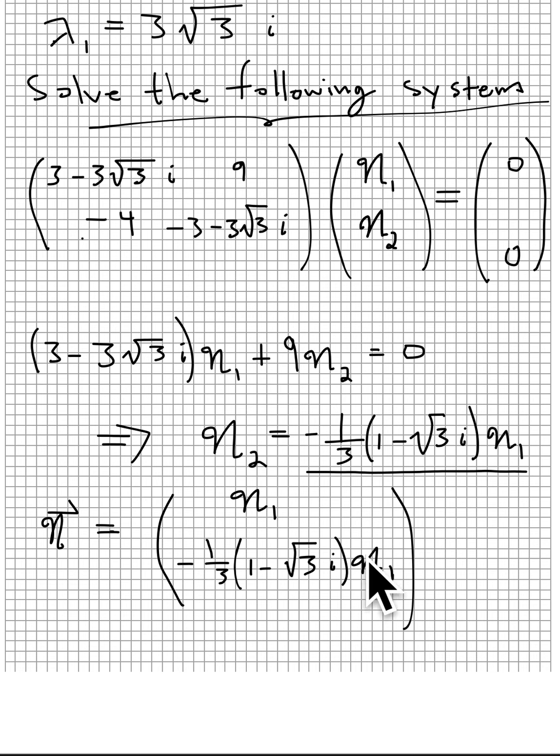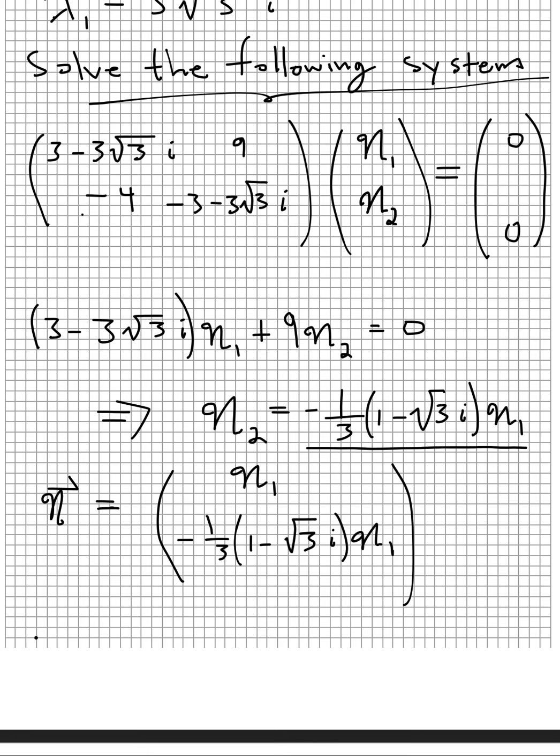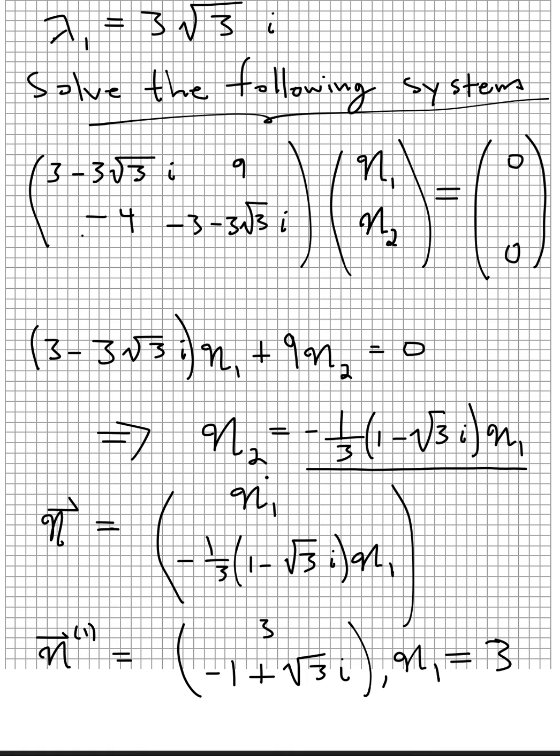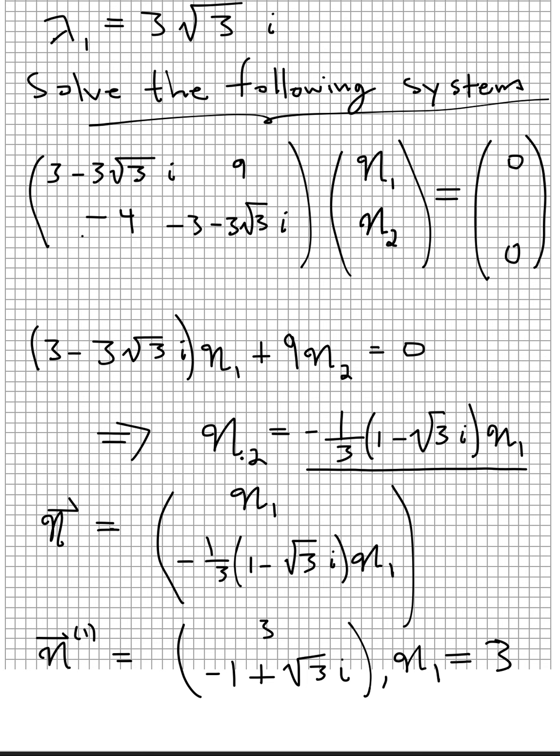But to make this even easier to read and to interpret, you would say the following. Our first eigenvector, and we'd use the superscript of 1 to designate that, is going to equal 3, and minus 1 plus the square root of 3 times i after doing the distribution here, where nu1 is set equal to 3. So that's our first eigenvector. In the next video, I'll show you how you can get the second eigenvector and then how to put it all together. Stay tuned.